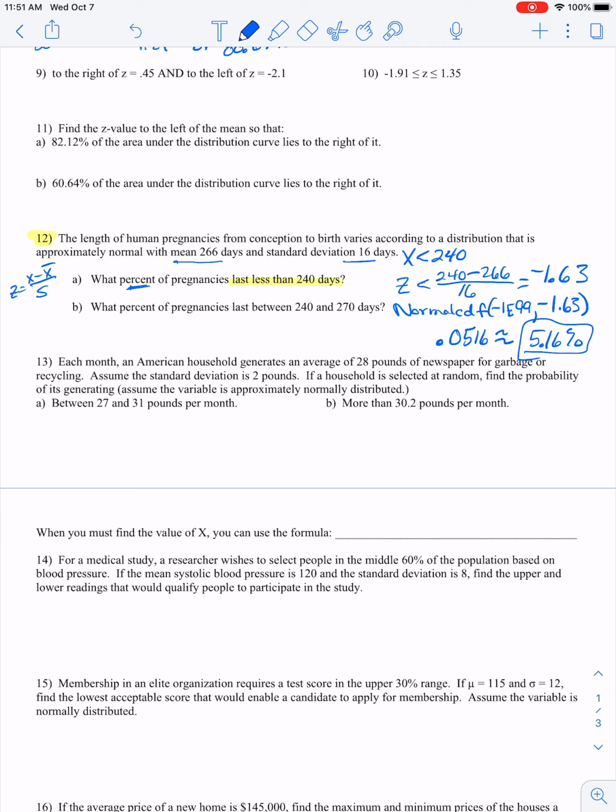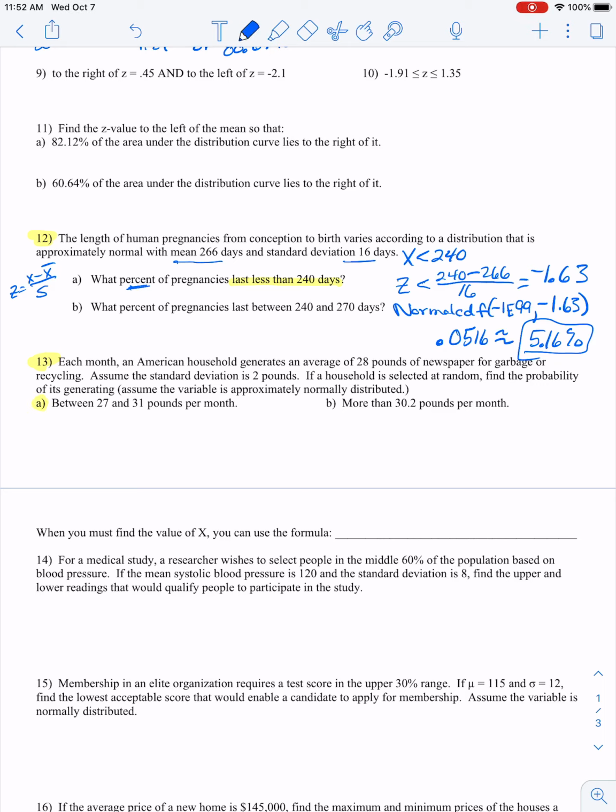All right, second example in here. Actually, let's go down to the next question, number 13. It says each month an American household generates an average of 28 pounds of newspaper for garbage or recycling. Assume the standard deviation is 2 pounds. If a household is selected at random, find the probability of it generating, in part A, between 27 and 31 pounds.